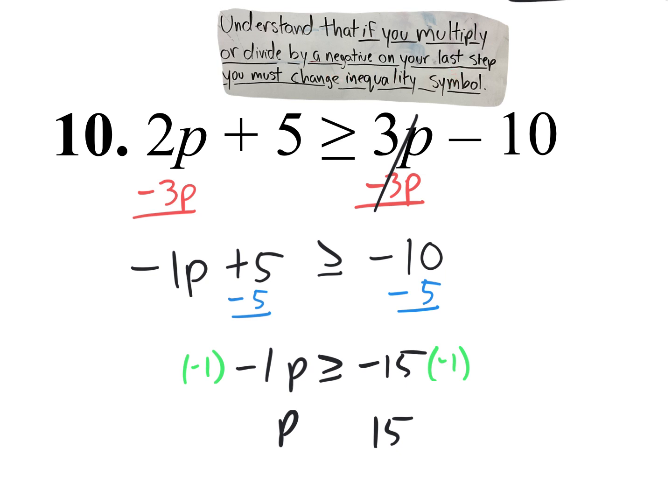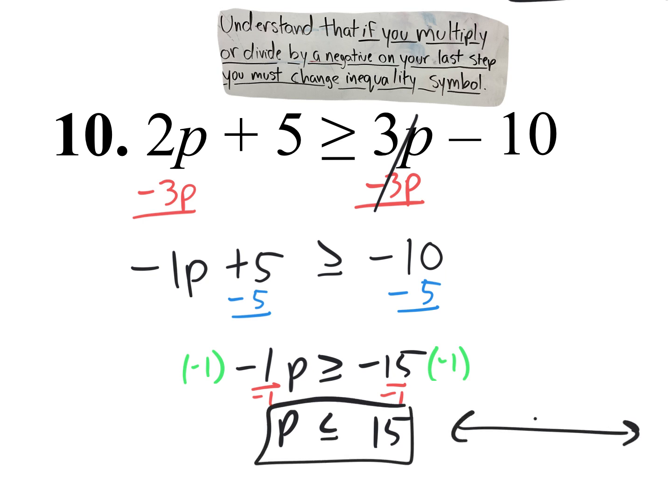And again, here's our last step, and we're multiplying by negative 1. And it doesn't matter if you multiplied by negative 1 or divided by negative 1. You could have set it up like this, divide by negative 1, divide by negative 1. Either way, it's going to become positive 15, and this is going to have to change. Whether you're multiplying by negative 1 or dividing by negative 1, this is going to have to change to a less than or equal to. So p is less than or equal to 15.